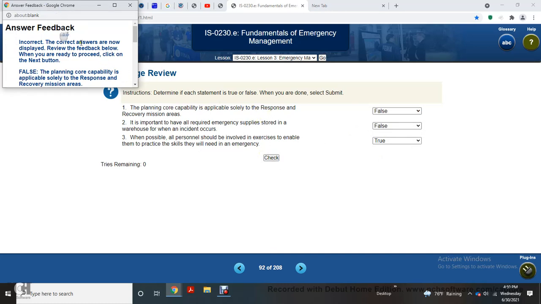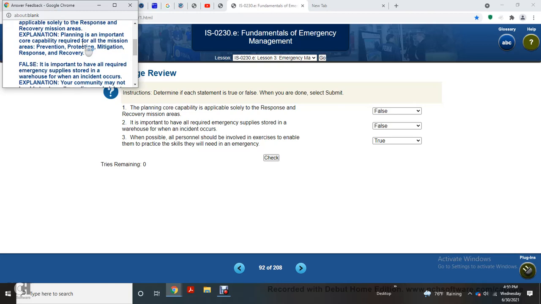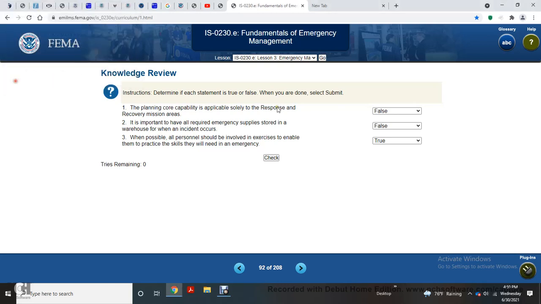All right, the planning core capability statement was false, and that's correct.